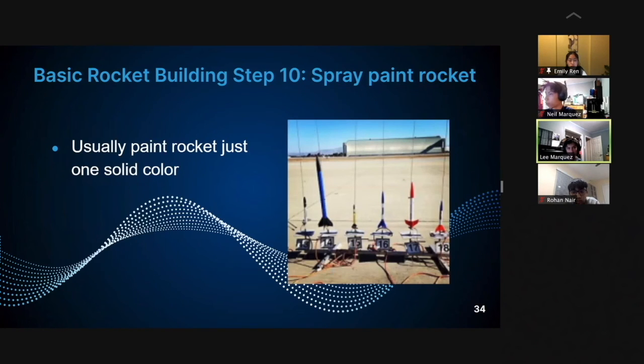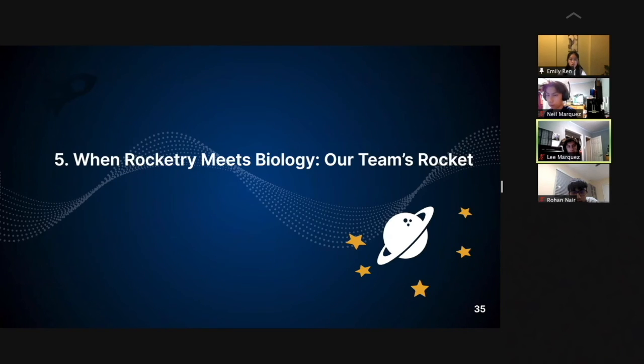For step 10, the last step, we spray paint the rocket, and we usually just spray paint it one solid color, but designs can be added if you want. When Rocketry meets biology, our team's rocket.